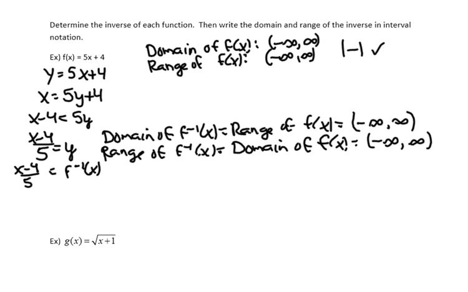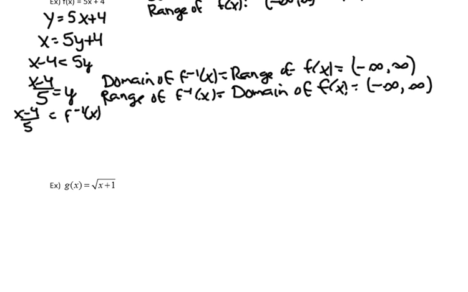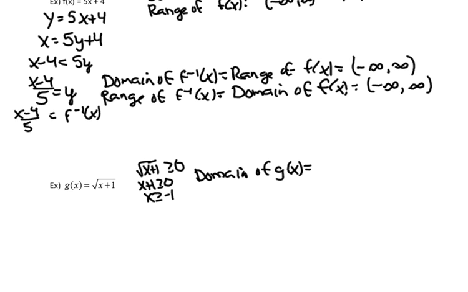Okay, now let's talk about a square root function. The domain is going to have restrictions because the index is even, or 2 in this case. So I'm going to have to set the square root of x plus 1 greater than or equal to 0. Okay, square both sides. x is greater than or equal to negative 1. So the domain of g of x is negative 1 to infinity.